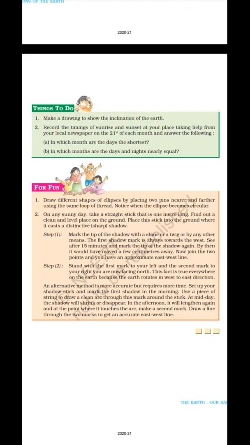An alternative method is more accurate but requires more time. Set up your shadow stick and mark the first shadow in the morning. Use a piece of string to draw a clean arc through this mark around the stick. At midday, the shadow will shrink or disappear. In the afternoon, it will lengthen again, and at the point where it touches the arc, make a second mark. Draw a line through the two marks to get an accurate east-west line.